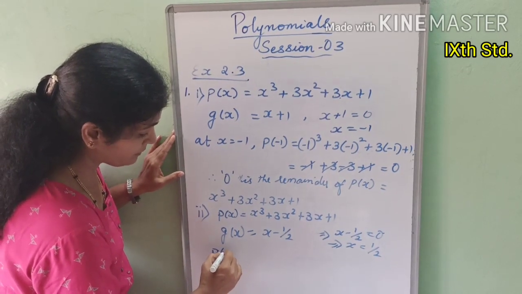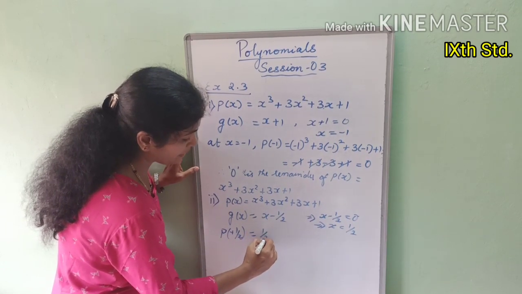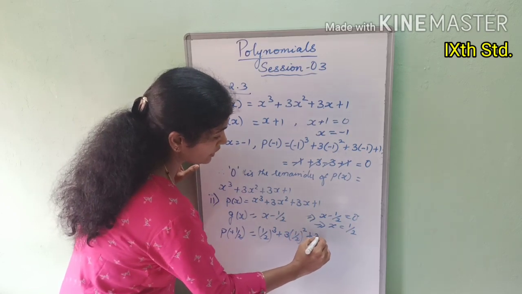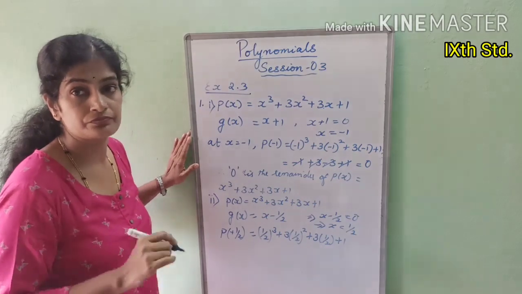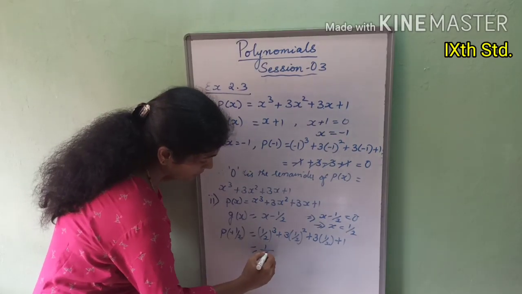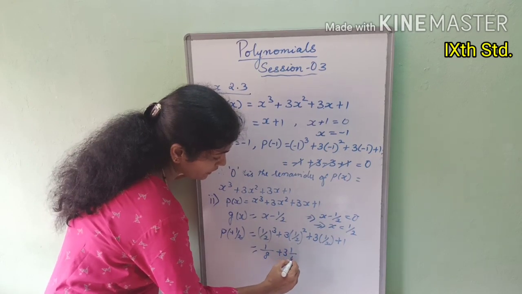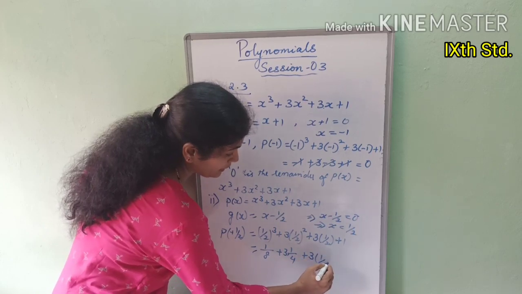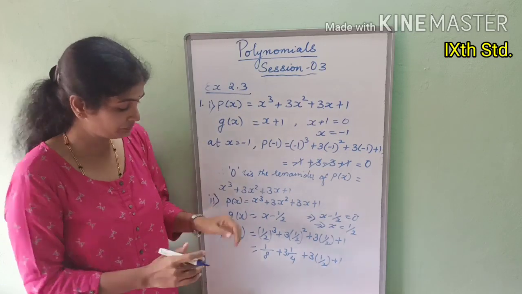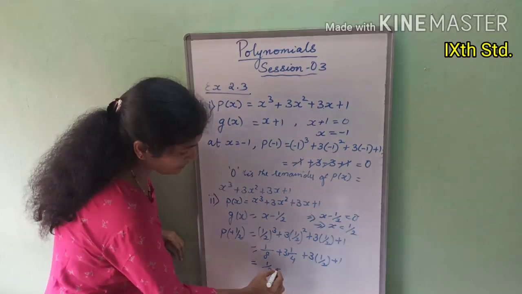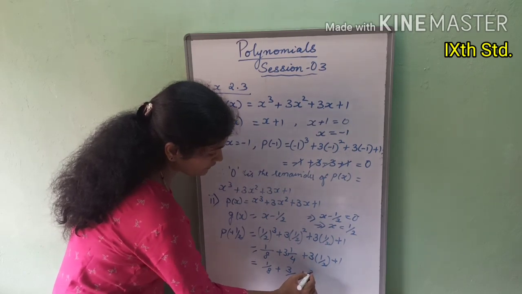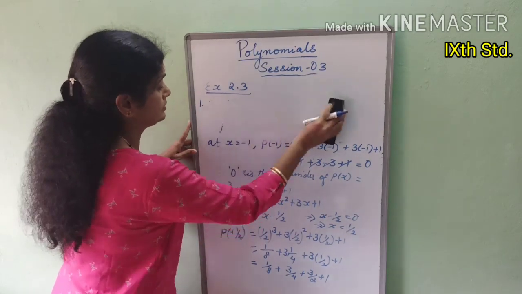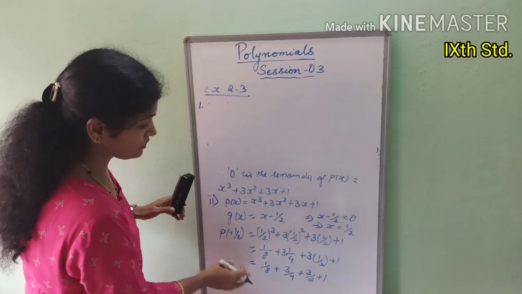P of 1 by 2 is equal to 1 by 2 whole cube plus 3 into 1 by 2 whole square plus 3 into 1 by 2 plus 1. Okay. So this is 1 by 8 plus 3 into 1 by 4, plus 3 into 1 by 2 plus 1, right. So 1 by 8 plus 3 by 4 plus 3 by 2 plus 1. Same thing, we'll simplify it here.